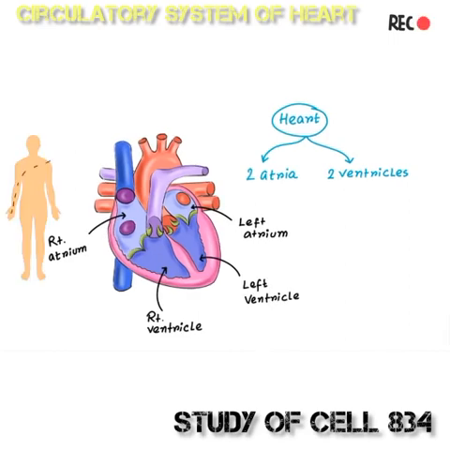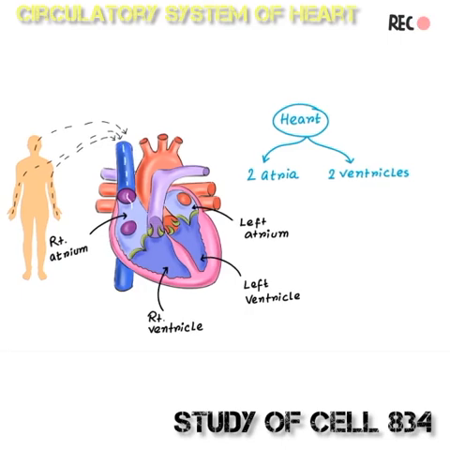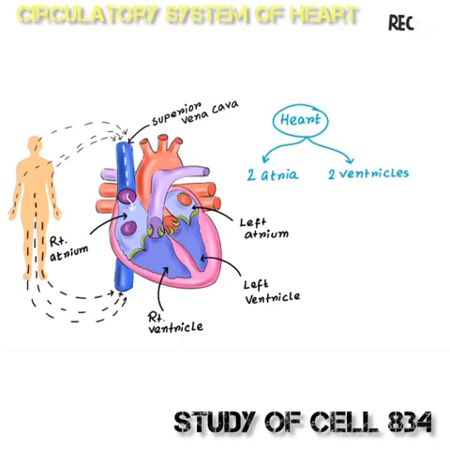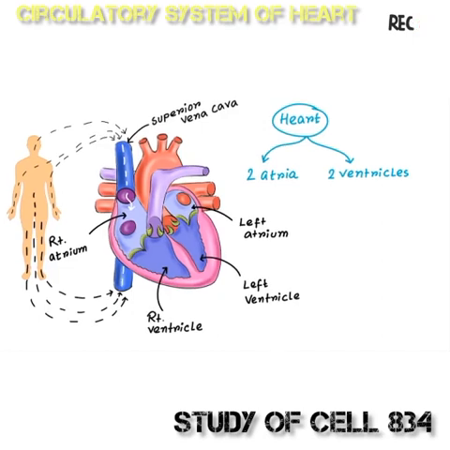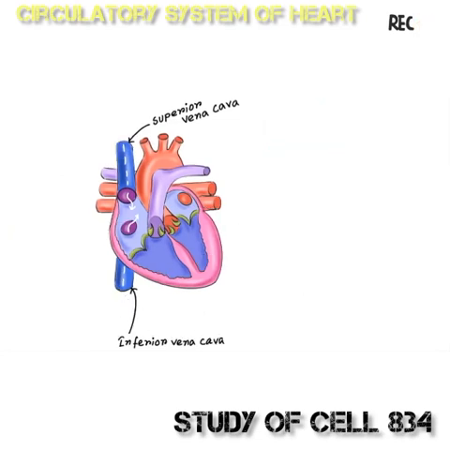Now the deoxygenated blood from the upper part of the body, that means blood from the upper extremities and head and neck region, is carried by this big vein and ends up in the right atrium. This large vein is called the superior vena cava. Similarly, the deoxygenated blood from the lower part of the body is carried by another large vein into the same right atrium. This vein is called the inferior vena cava. There is also a small opening at the corner of the atrium which is called the coronary sinus. It collects deoxygenated blood from the coronary vessels of the myocardium.